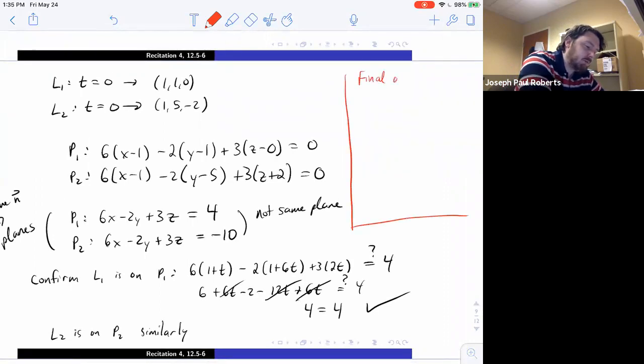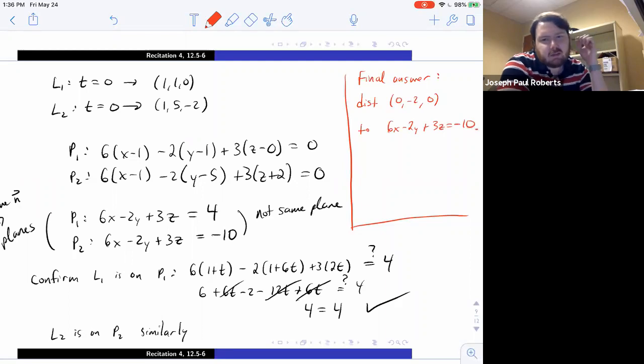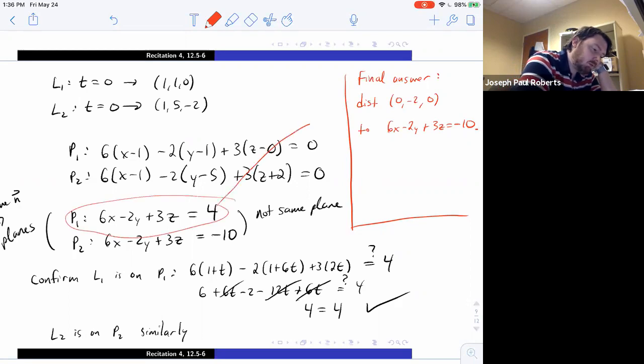So final answer would be, for example, let's do distance 0, -2, 0 to 6x minus 2y plus 3z equals -10. So I've already done that twice today, distance between a point and a plane. So I'm not going to do that a third time. But yeah, 0, minus 2, 0 is a point that is on plane 1. I didn't feel like dealing with fractions, so I just looked around and realized that, yeah, if I take x at z 0, y is -2, that works.